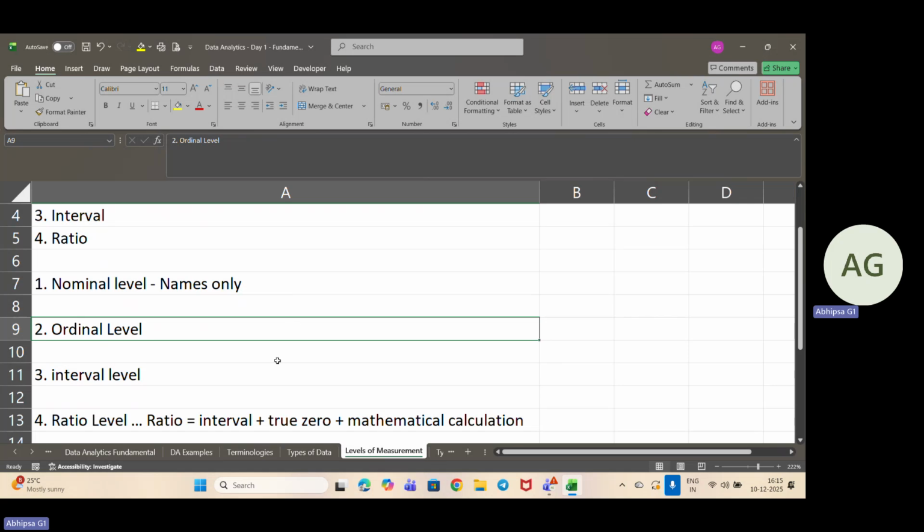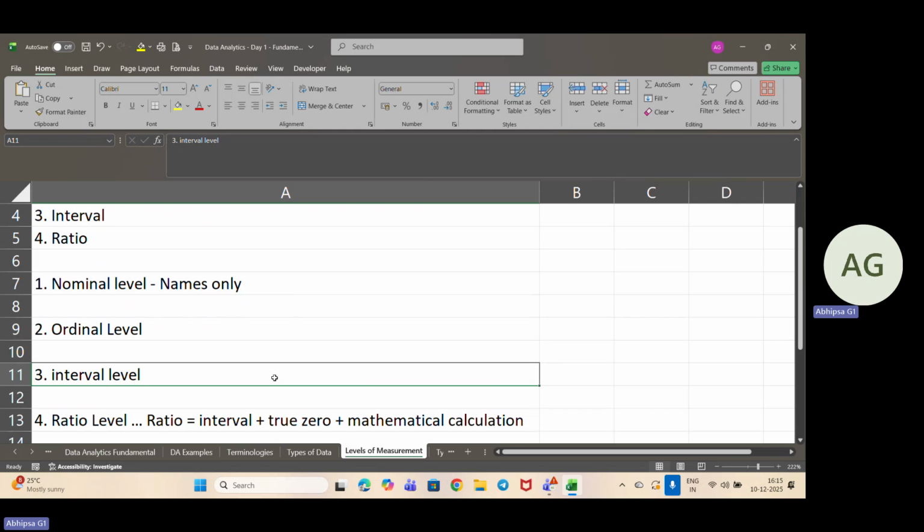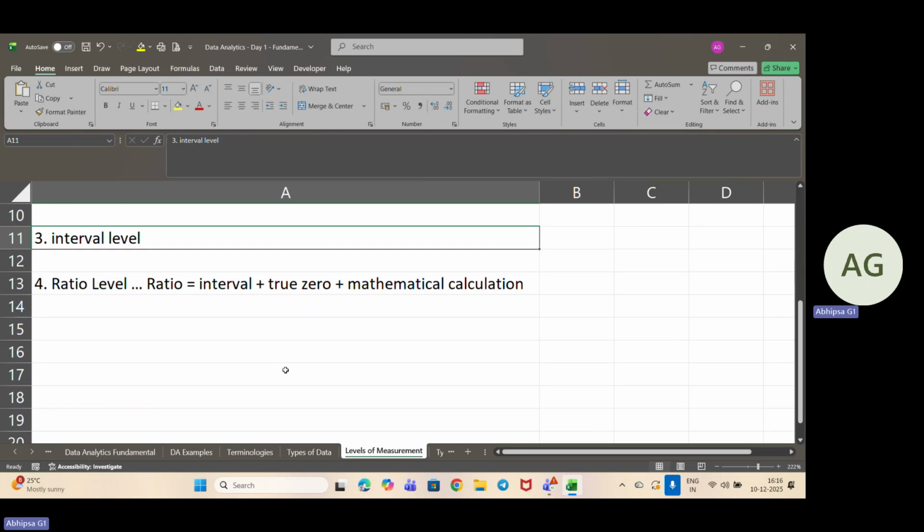Next, the interval level is a numeric data type. It has a specific order, and there are equal differences that we can get, but the true zero value is not there. Temperature and year are examples. Next is ratio, the numerical one. It has a specific order, it shows equal difference, and yes, there is a true zero. Examples are weight, height, price.